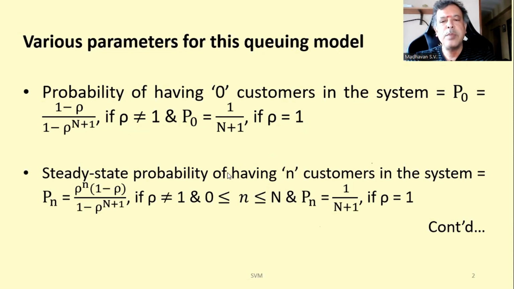The steady state probability of having n customers in the system can be found as P suffix small n equal to rho power small n times (1 minus rho), the whole thing divided by (1 minus rho power capital N plus 1). This formula is applicable if rho is not equal to 1 and small n lies between 0 and capital N. We will use the formula 1 divided by (capital N plus 1) for finding P suffix n if rho is equal to 1.